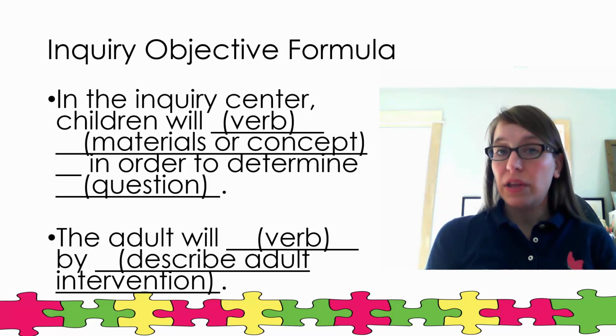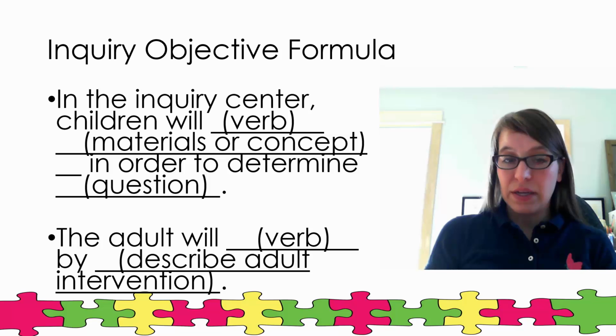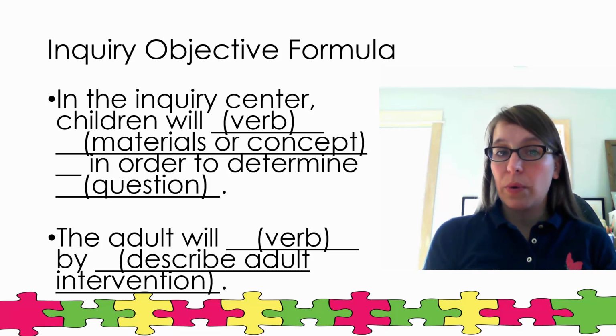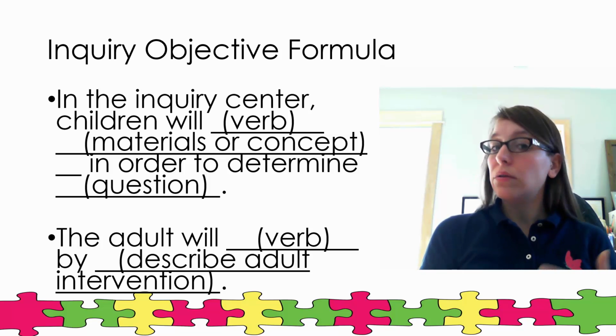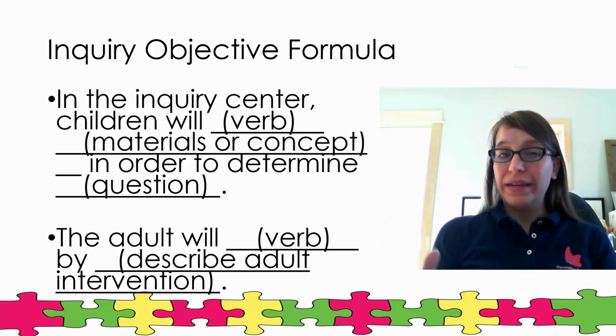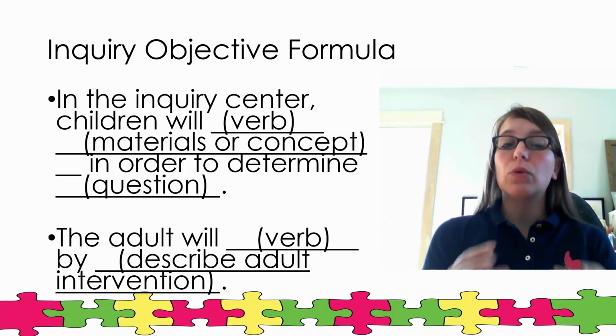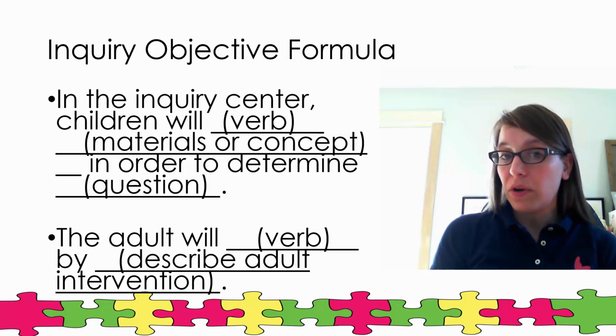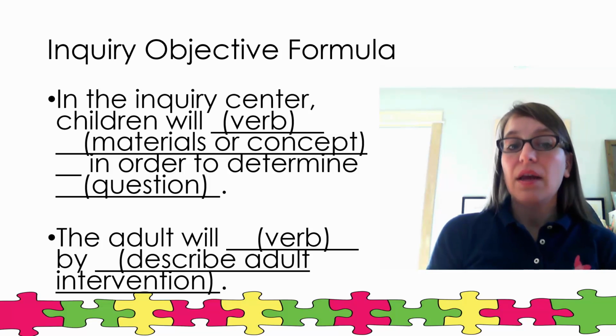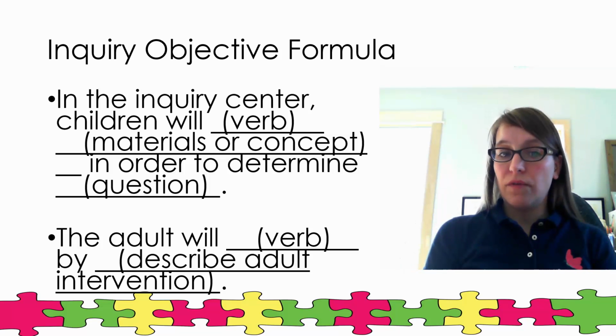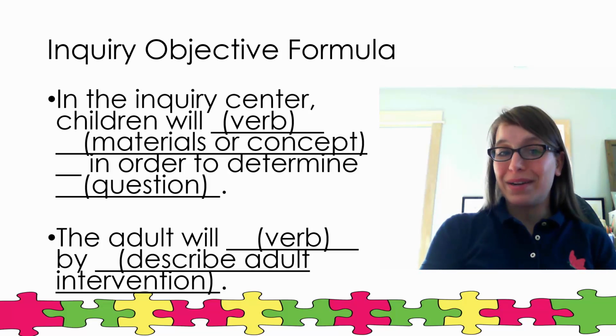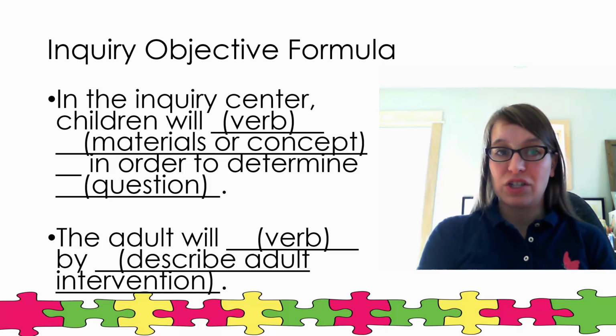Now, when we look at what an inquiry objective formula is going to look like, if we're giving clear, measurable objectives, here's a good formula. In the inquiry center, children will choose your appropriate verb, list your materials or concept, in order to determine, and here's where we put our hypothesis or question. The adult will put an adult verb by and describing an appropriate adult intervention.